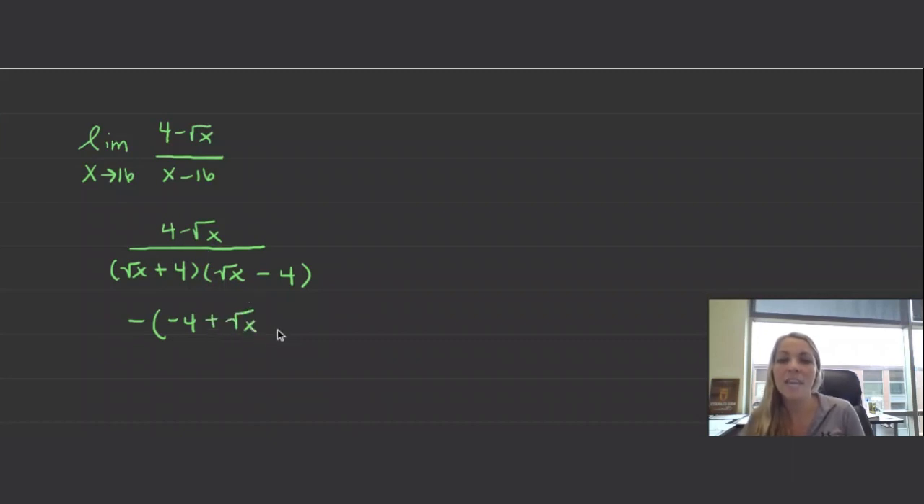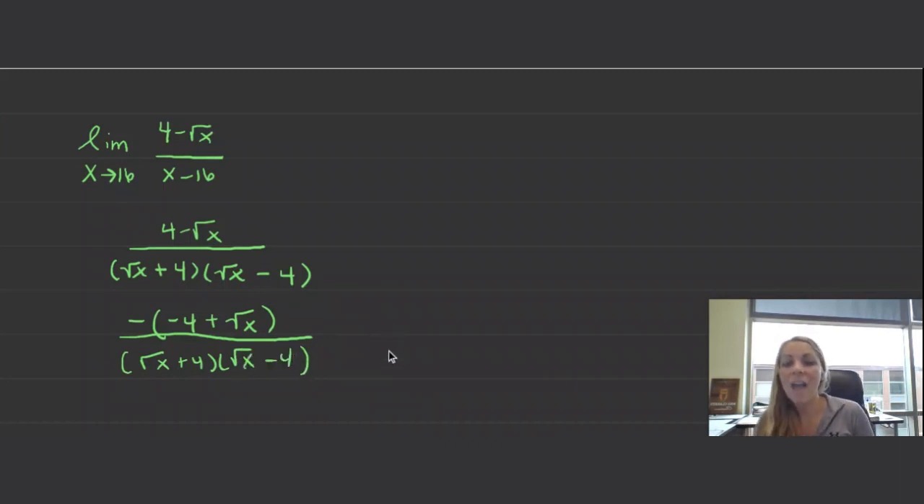It used to have this negative in front. And I'm just going to rewrite what I have on the bottom. So the square root of x plus 4 times the square root of x minus 4. And now what we have is a square root of x and a square root of x and a minus 4 and a minus 4. And now these are the same term. So I can make a 1 here. And what I'm left with on the top is negative 1 over the square root of x plus 4.